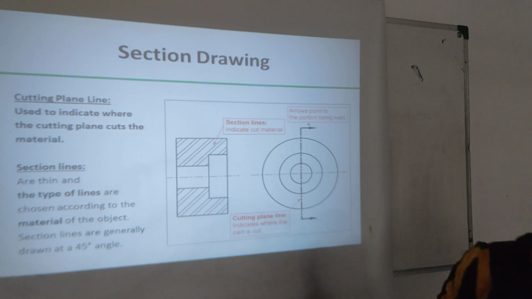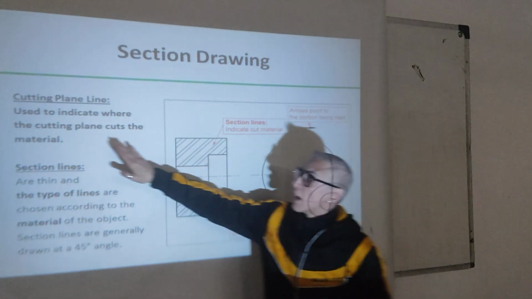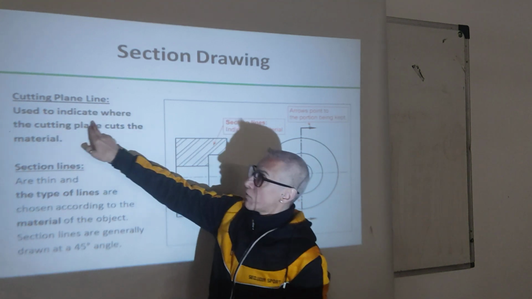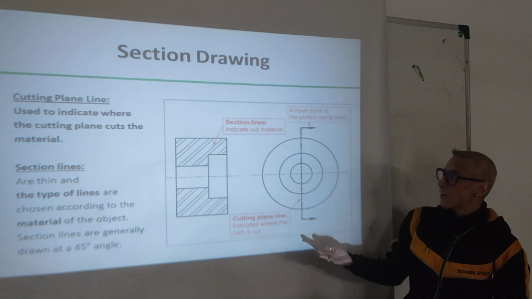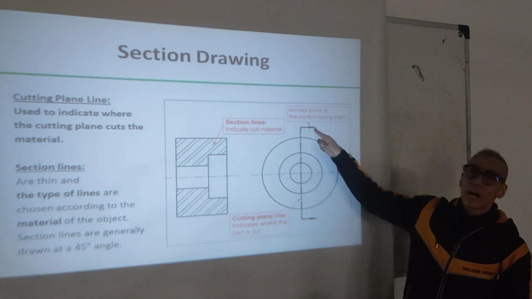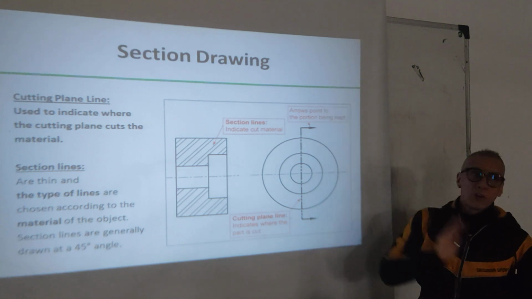So, the cutting plane line, these words, you should know them, okay? Cutting plane line. This is used to indicate where the cutting plane cuts the material. This is the cutting plane line code. So it shows where the object is getting cut.